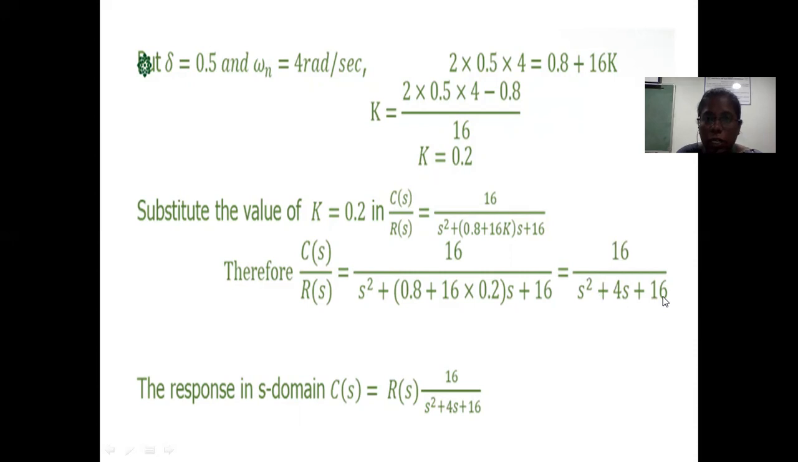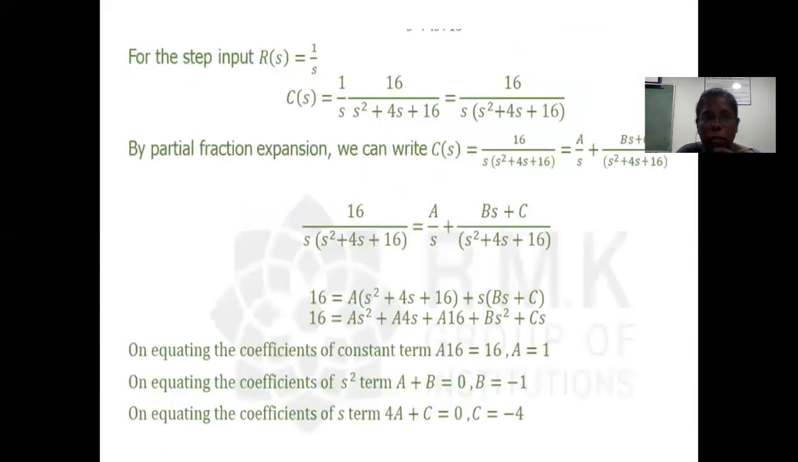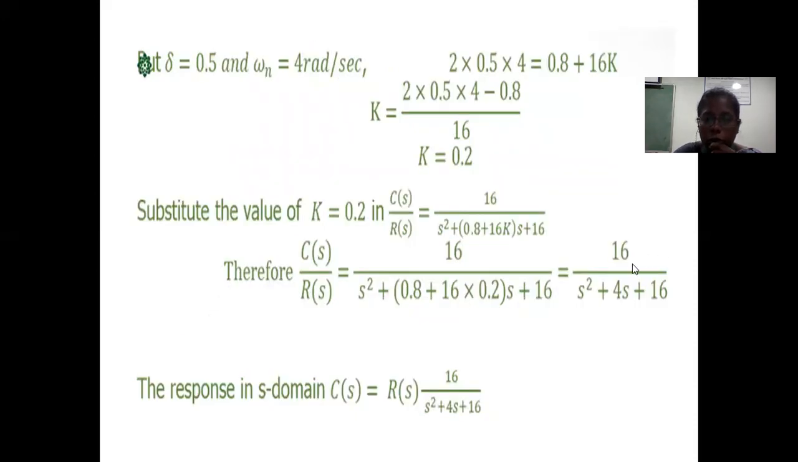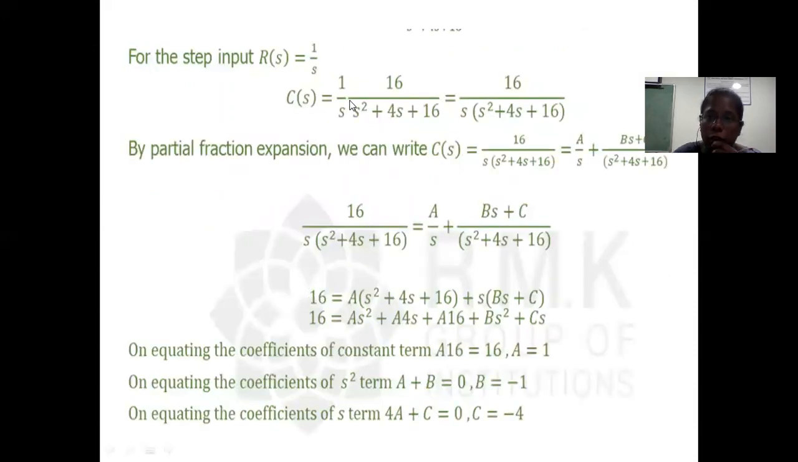Now in this problem, it is given that the input is a step input. We know that for a unit step input, r of s is 1 by s. Therefore, just now we got the expression of c of s by r of s. Now just cross multiply this r of s, and substitute r of s as 1 by s. So it is 1 by s into that transfer function. Clear?